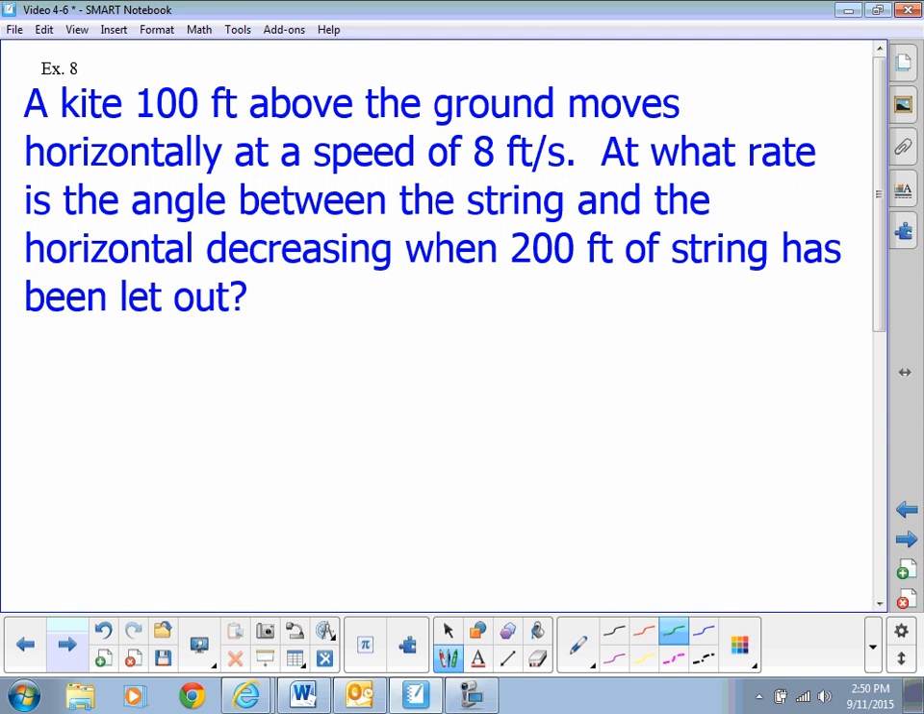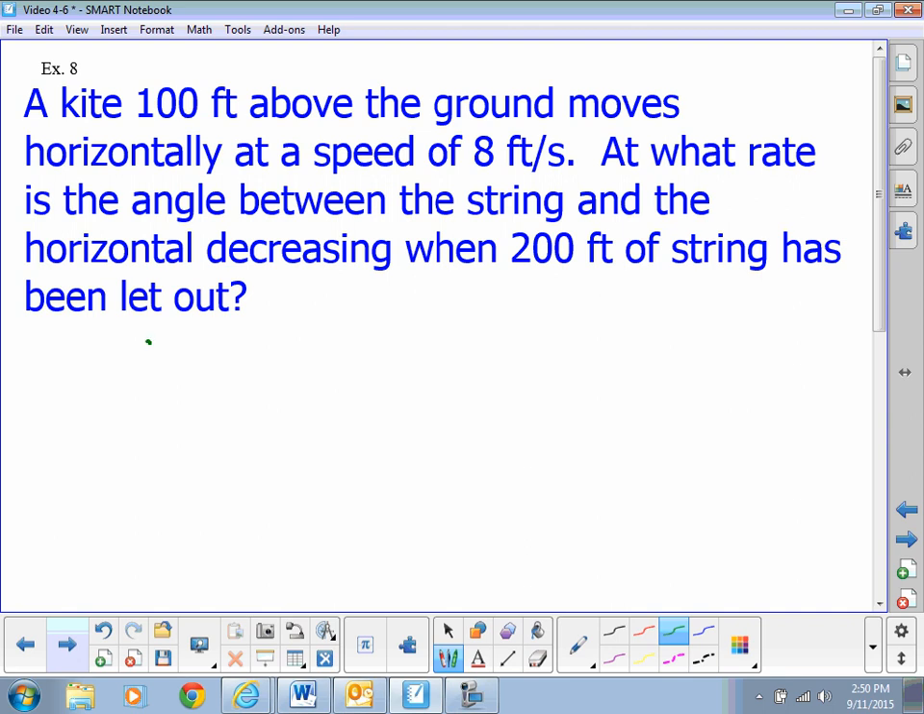Okay, one last related rates question. We've got a kite 100 feet above the ground, moves horizontally at a speed of 8 feet per second. At what rate is the angle between the string and the horizontal decreasing when 200 feet of string has been let out? So notice we want to know how an angle's decreasing, so we're going to have a theta involved here somewhere.